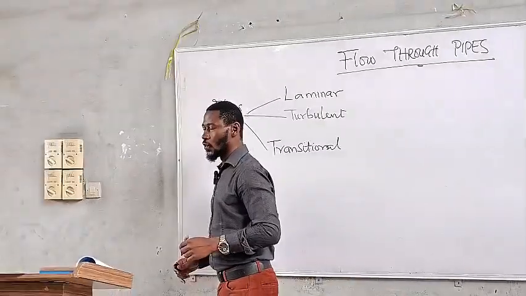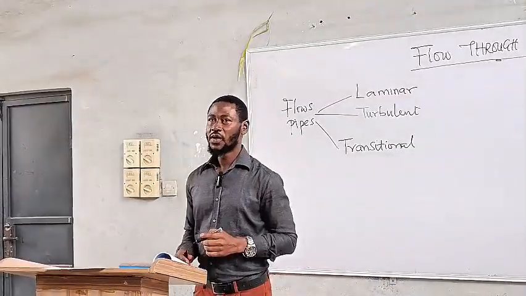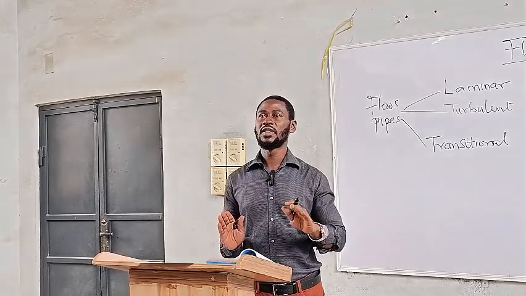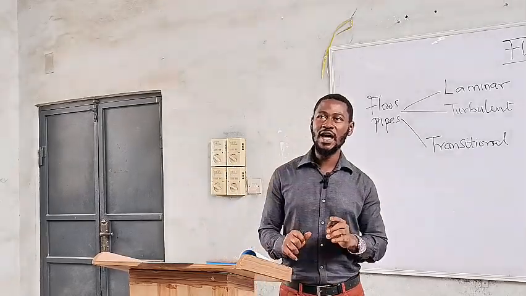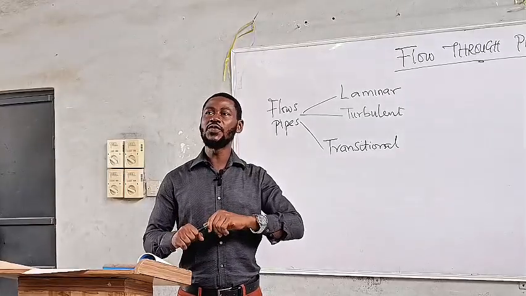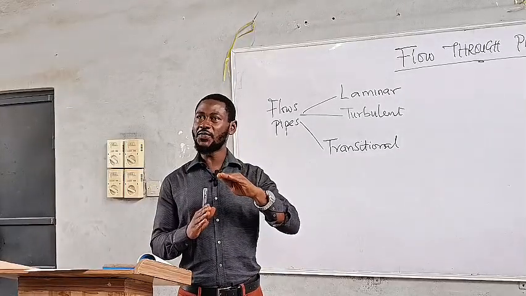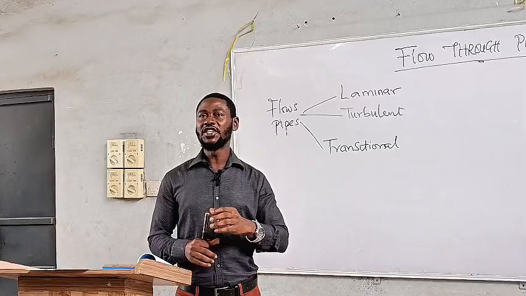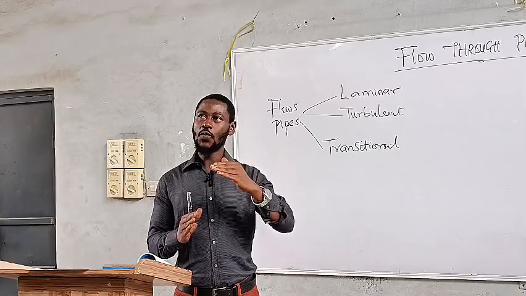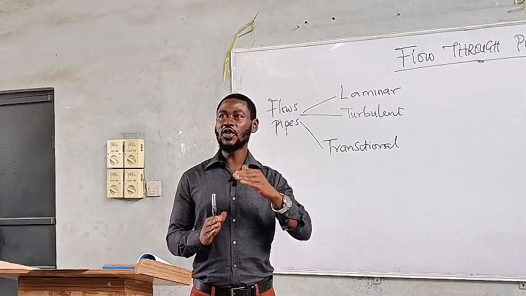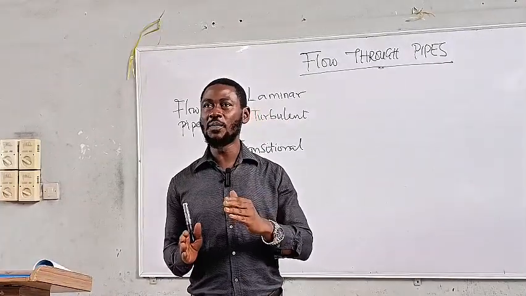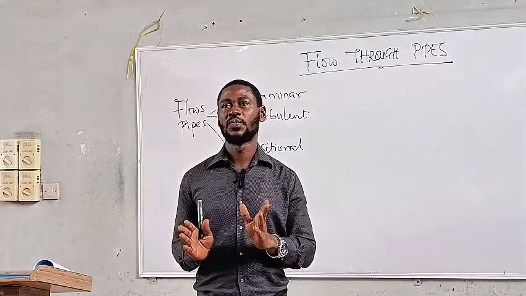In a laminar flow, the movement of the fluid particle is very smooth. That is, a laminar flow is a type of flow in which the fluid particles move in a definite path. So in this case, the speed of the fluid, as well as its Reynolds number, is very low.